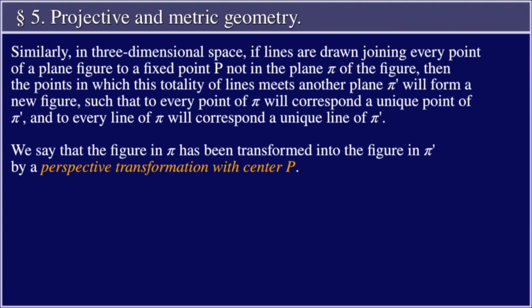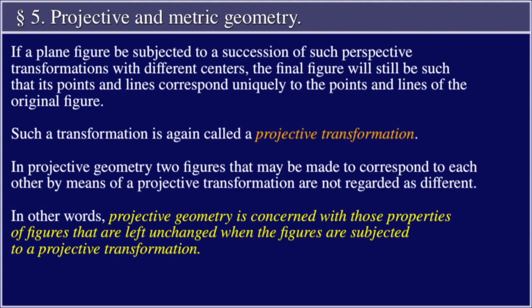If a plane figure be subjected to a succession of such perspective transformations with different centers, the final figure will still be such that its points and lines correspond uniquely to the points and lines of the original figure. Such a transformation is again called a projective transformation. In projective geometry, two figures that may be made to correspond to each other by means of a projective transformation are not regarded as different.